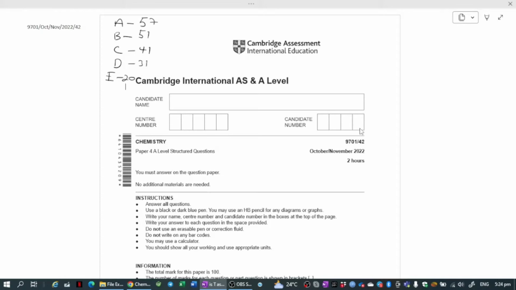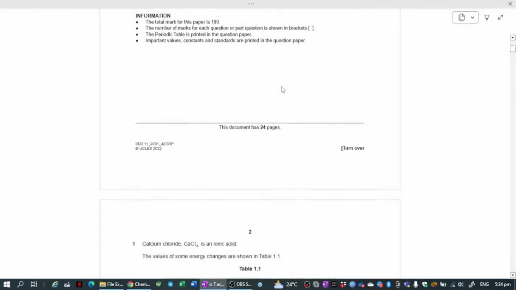Now, as some background information for this paper, these were the grade boundaries for the A, B, C, D, and E grades for this paper. And this is out of 100. So we can see here for A on this paper, you needed to get 57 out of 100 minimum. So if you're getting 60s, 70s, 80s, and more in your exams, you should be in really good condition. So let's jump straight into this paper.